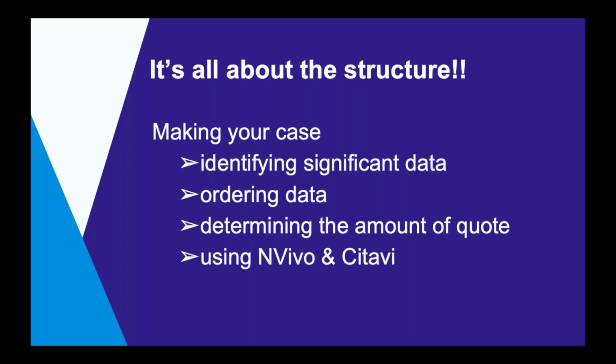I've seen a lot of young scholars put big, long quotes, and what happens with that is the reader's trying to connect it with the point that you told us you were trying to make, but because the quote is so large, we can't make sense of it. So help the reader out by using quotes to the amount that you actually need to make your point. You don't need everything. And then, of course, using NVivo and Citavi again.